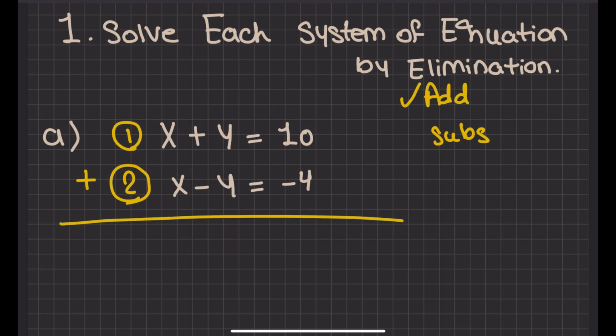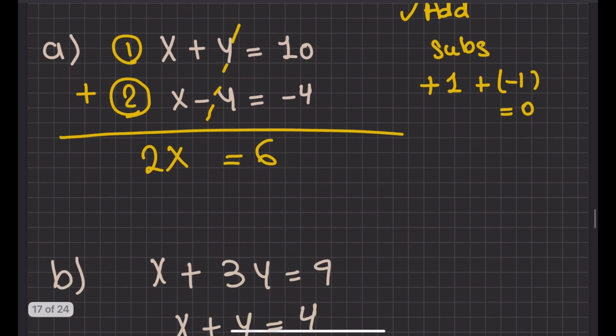So x plus x equals 2x. And y plus minus y, you have to remember it's like this: plus 1 plus minus 1 equals 0. You need to pay attention to these two. This is where most students make mistakes. So these two cancel each other, and 10 plus 4... 10 plus minus 4 equals 6. I'm looking for only x, so I have to divide both sides by 2, and I end up with x equals 3.